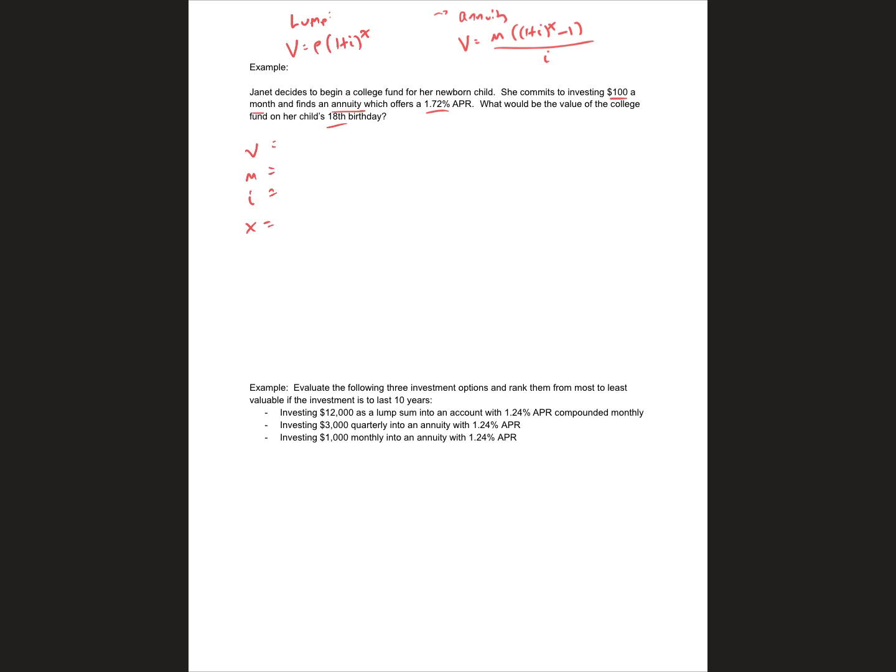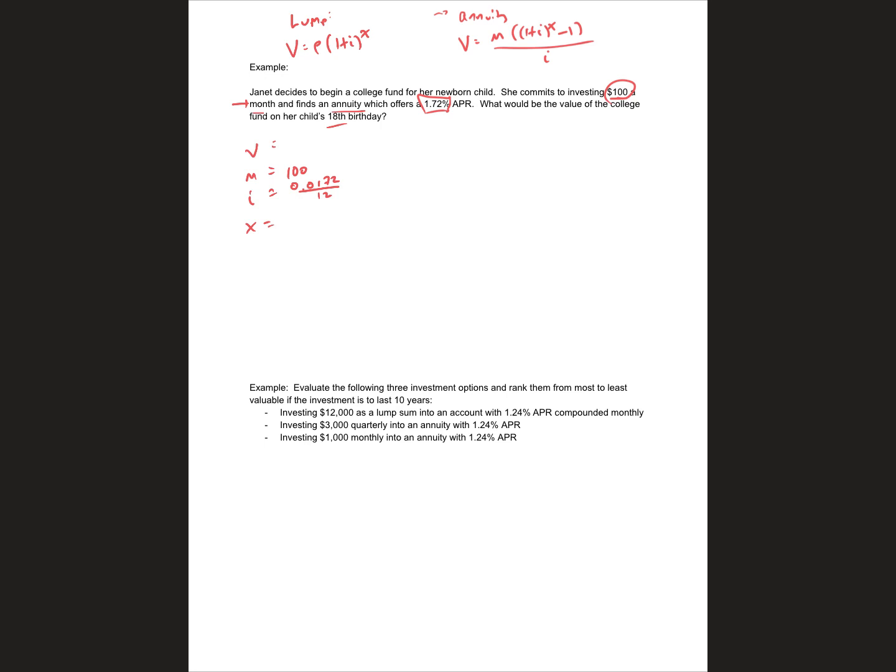M is the monthly payment or the regular payment, the annuity payment. That's $100 here. I is the APR divided up into whatever equal size chunks we need. So she's paying monthly, so we're going to divide it into 12 chunks. And we have to write that APR as a decimal.